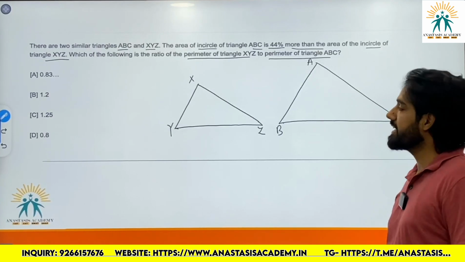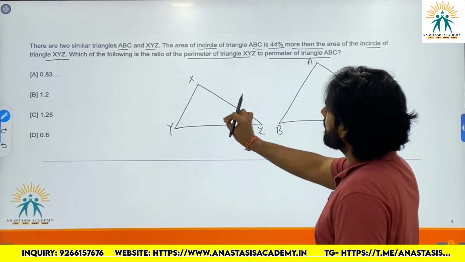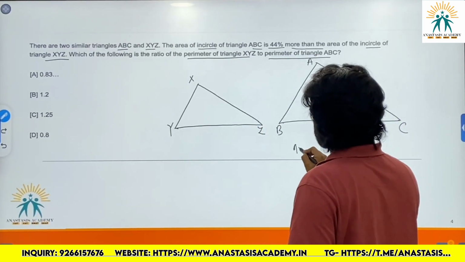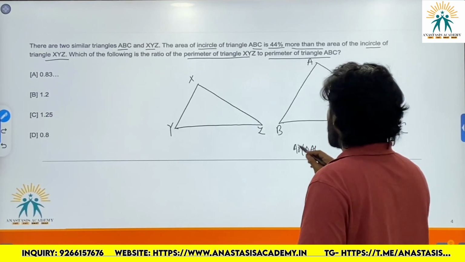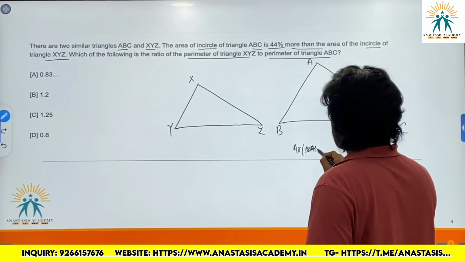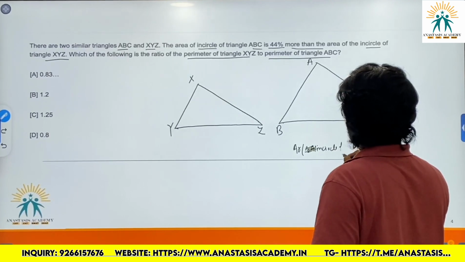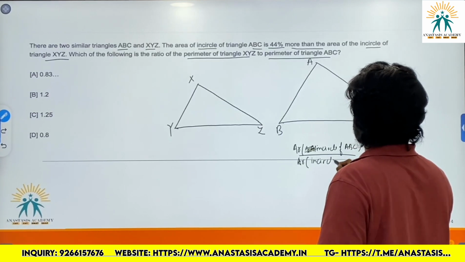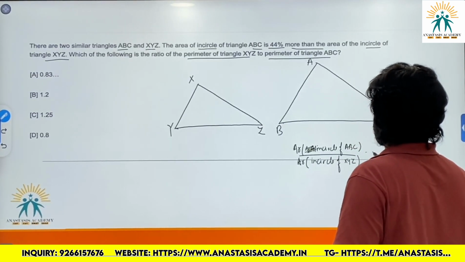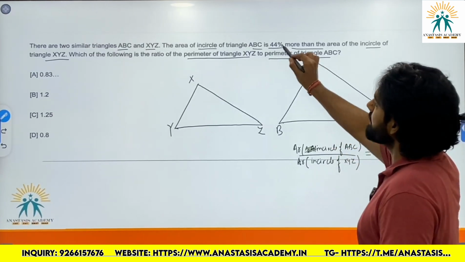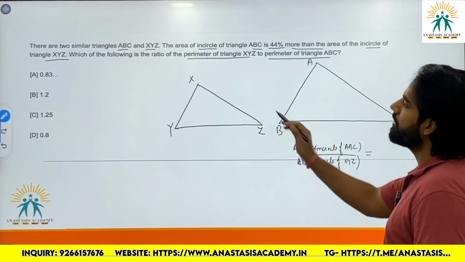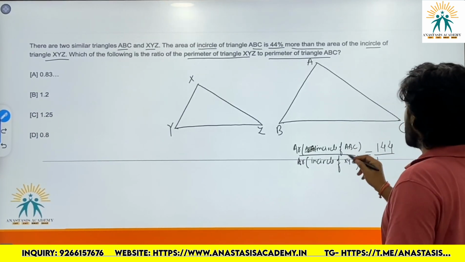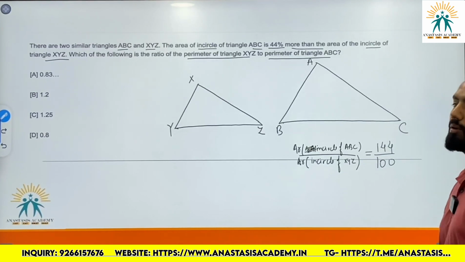And it is given that the area of incircle of triangle ABC is 44% more than the area of incircle of XYZ. So I can say the area of incircle of ABC upon the area of incircle of triangle XYZ is 44% more, so I can write the ratio of these two areas as 144 by 100.